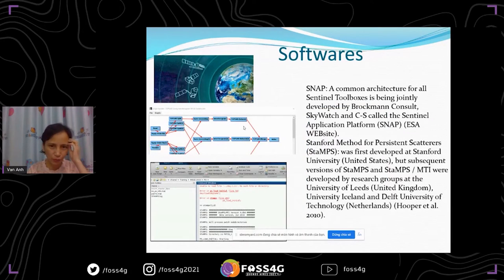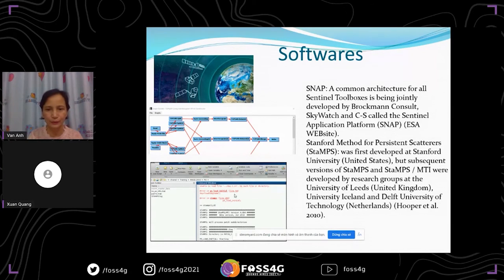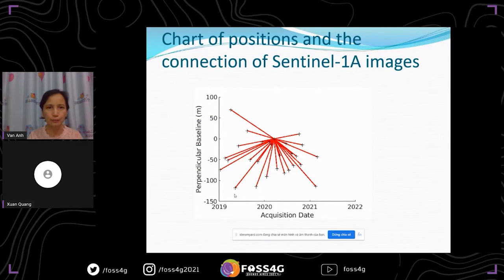You can see here in this software, with SNAP, we can create the graph. The graph can automatically run to create the interferogram for each pair of images. It can be shown like this one on the screen. And the other is StaMPS. You can see here this interface runs on MATLAB in Linux OS. Here's the chart of position and connection of the Sentinel-1 images. We select one image in 2020 as master, and the others are the slave images. It looks like this one.